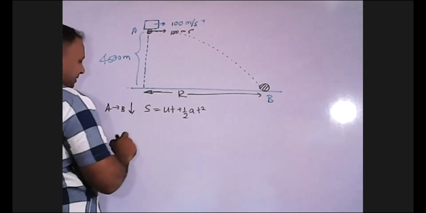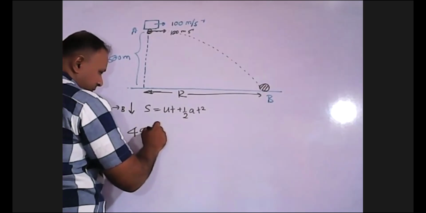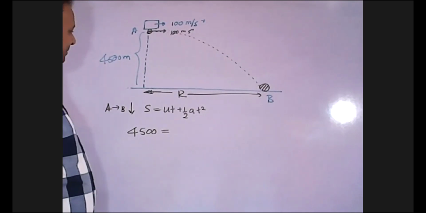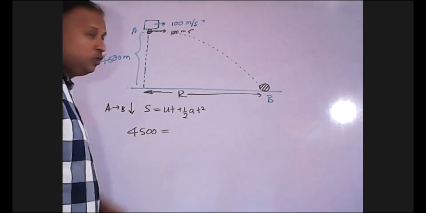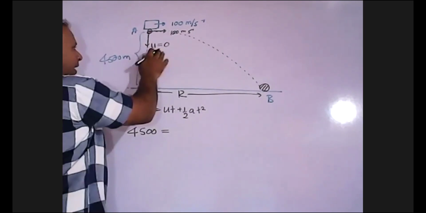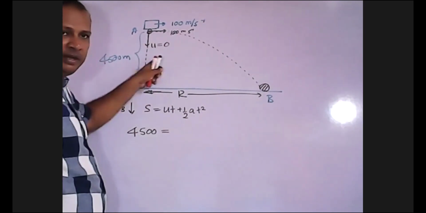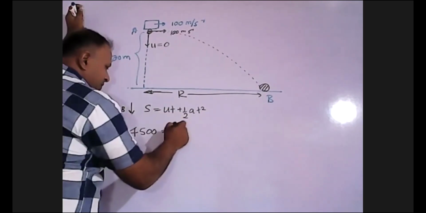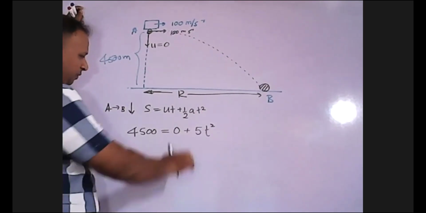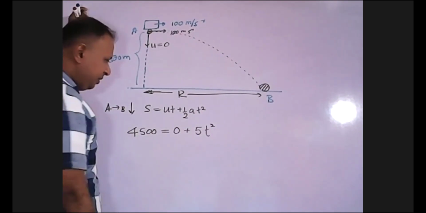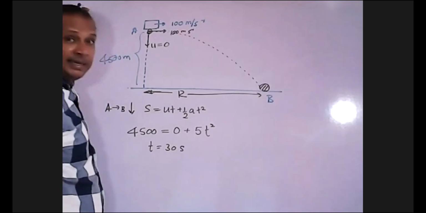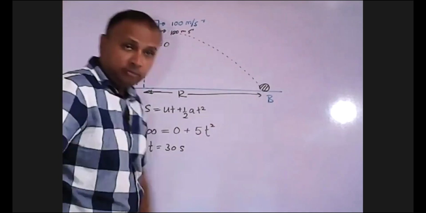You know the value of S, that is 4,500. And U is 0, because this is a horizontal projection, therefore the initial U is 0. You have to mention that one. Therefore, 0 plus 5t square. So 4,500 divided by 5 means 900. Therefore, t is equal to 30 seconds. That means it takes 30 seconds for the landing.